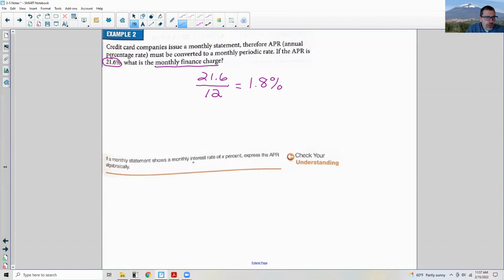Okay, if a monthly statement shows a monthly interest rate of X percent, I'm going to set this up just like this here. Put an X there. Equals. Express the APR algebraically. Annual percentage rate is my numerator. I'm going to call it A for APR, divided by 12. Okay. It wants to express the APR algebraically. So I want to solve for A. So I'm going to multiply both sides by 12. And that is going to give me A equals 12x. Okay. So there it is. Algebraic expression or equation, actually.